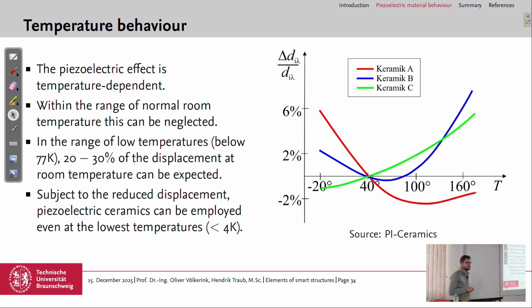Yes, Curie temperature. Why is that the limit? Yeah. Then we have the cubic lattice again, and no piezoelectric effect. Yeah, that's correct. So within the range of normal temperature, these temperature effects can be neglected. If we go to really low, near to cryogenic temperatures, then we only have 20 to 30% of displacement left compared to room temperature. But it still works. So we can use the effect also at very low temperatures, but the displacement we can use gets smaller and smaller.